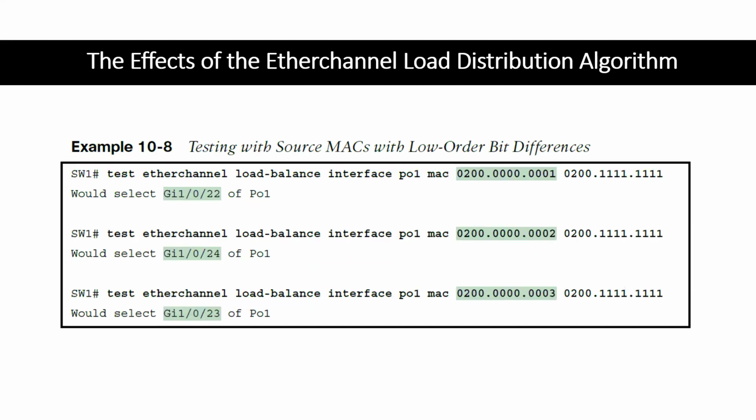And of course, this is a little bit in depth, where it's showing you the low order bit differences. If we're looking at that MAC address for the first command, second command, and third command, you see they're all the same, all the way up until the end of the MAC address, the second half of that MAC address, or the third octet to be more technical, which is identified as the low order bits. And you can see it's selecting a different interface of that EtherChannel to go out of every single time.